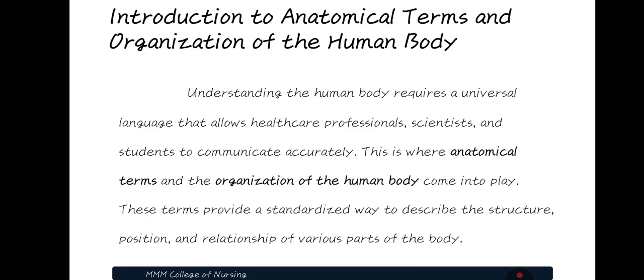Coming to the introduction to anatomical terms and organization of the human body. Understanding the human body requires a universal language that allows healthcare professionals, scientists, and students to communicate accurately. This is where anatomical terms and the organization of the human body come into play. These terms provide a standardized way to describe the structure, protection, position, and relationship of various parts of the body.